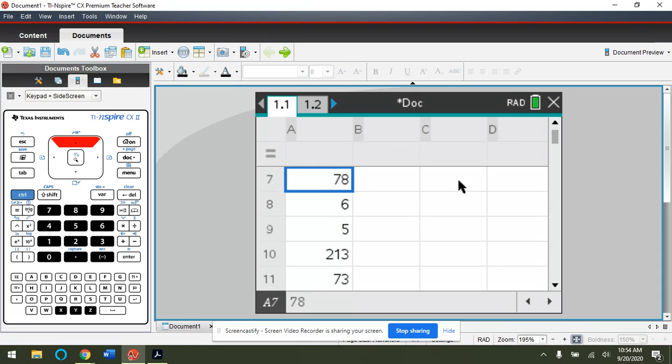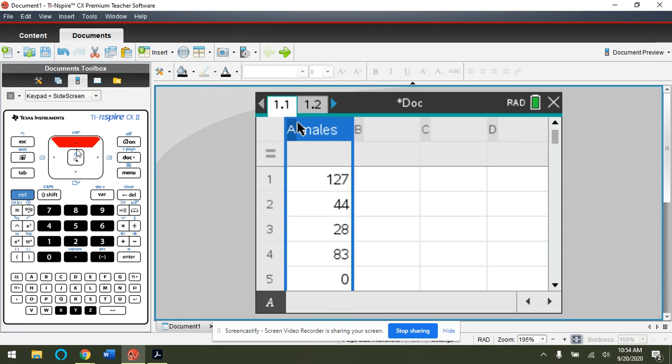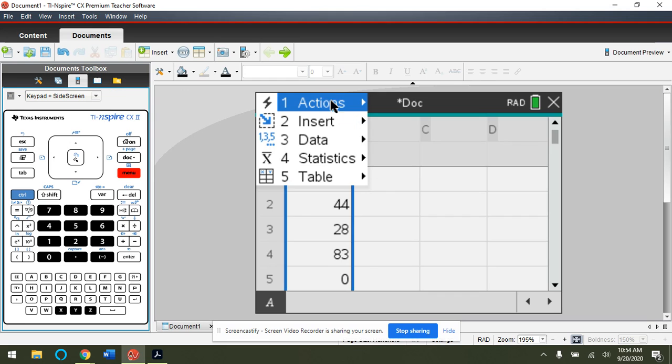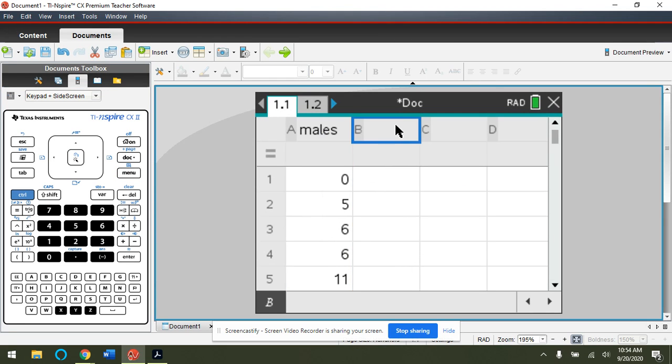I'm going to go up top. I'm going to call it males. I'm going to go up again and I'm going to sort it. So menu, actions, sort. Okay, I'm going to type in females here. I'm going to type in the female data points.